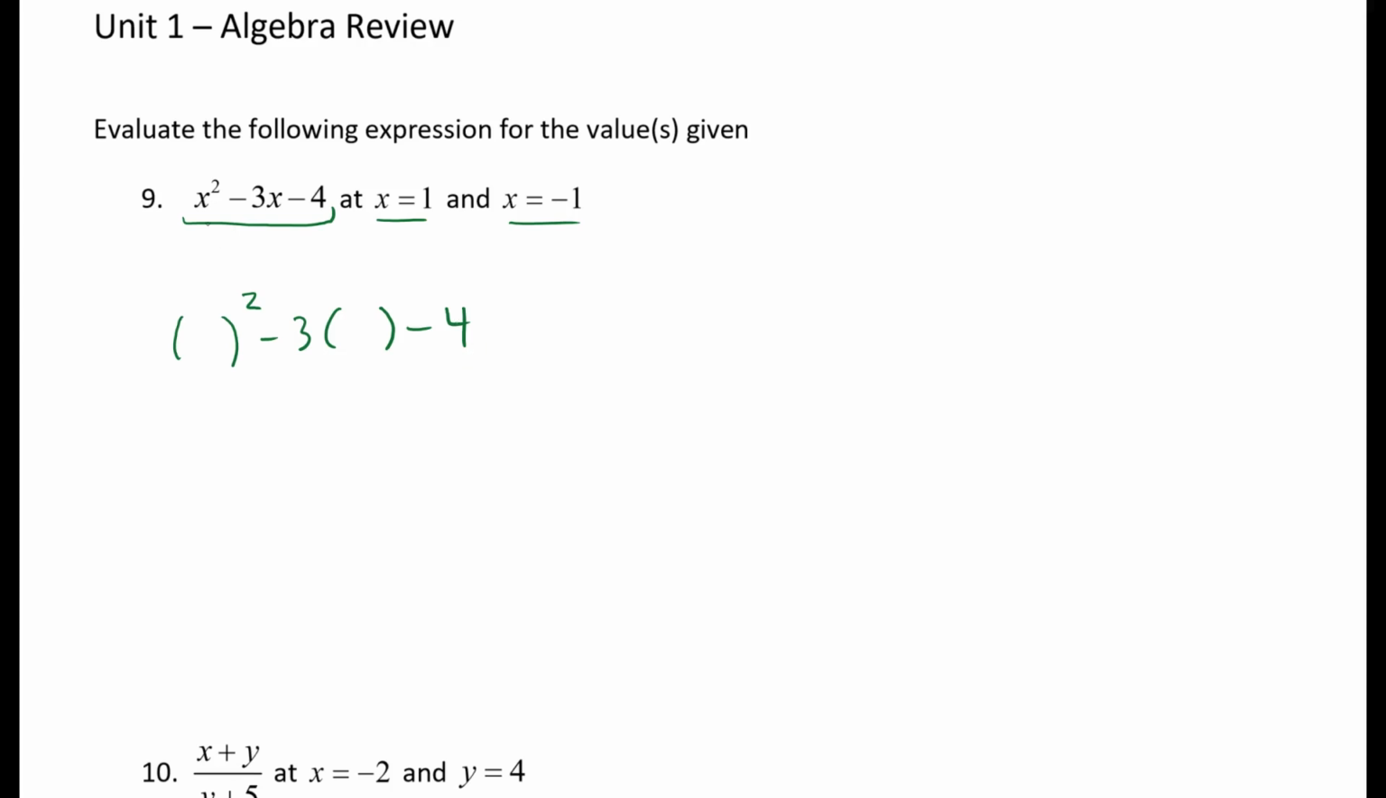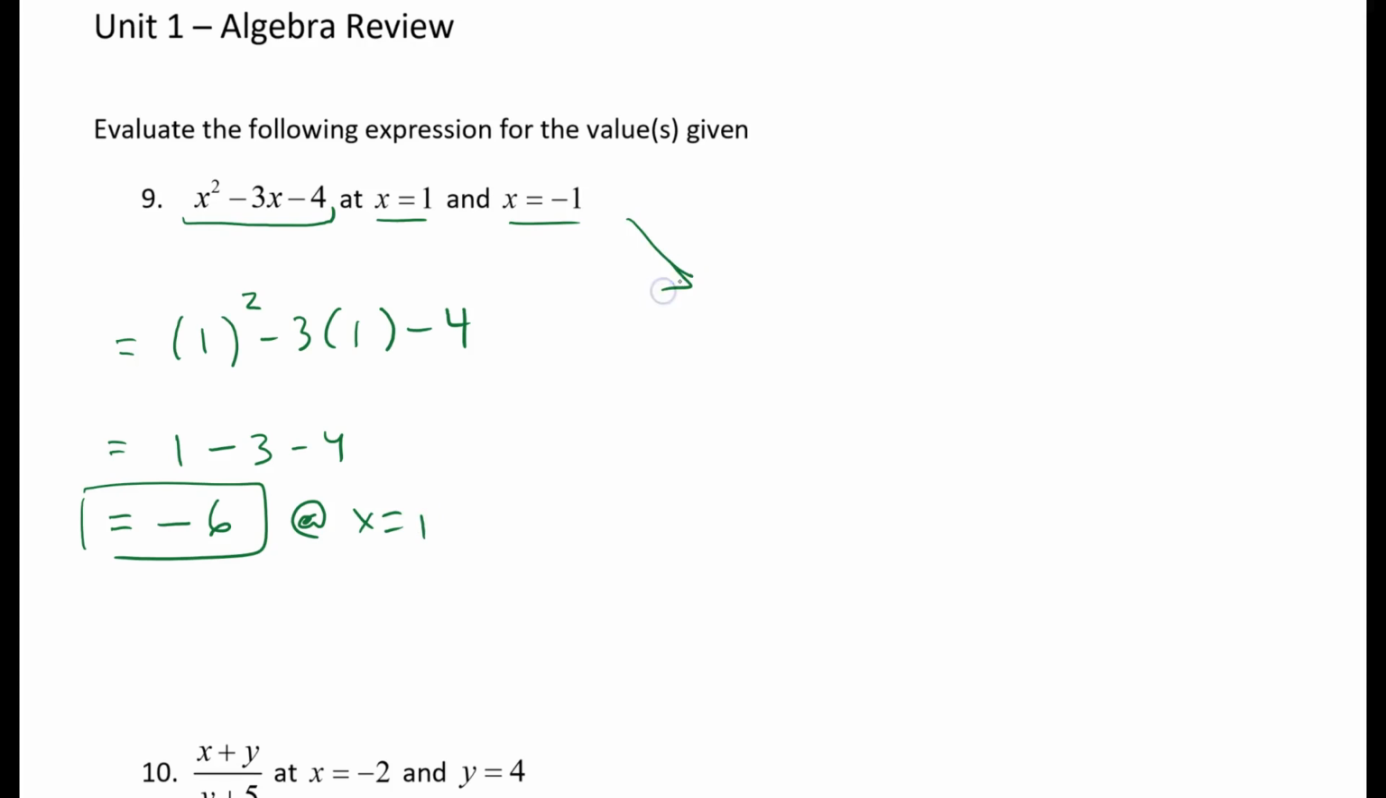So that's where these parentheses are, where the x was, and now I just go ahead and drop that number in: 1, 1, and 1 squared is 1, minus 3, minus 4. So 1 minus 3 is -2, -2 minus 4 is -6. And so this is when we evaluate it at x equals 1.